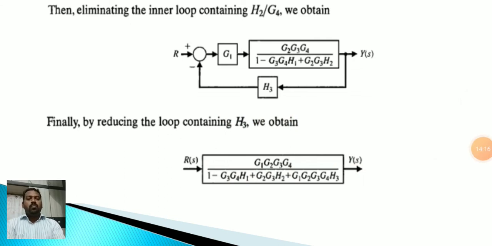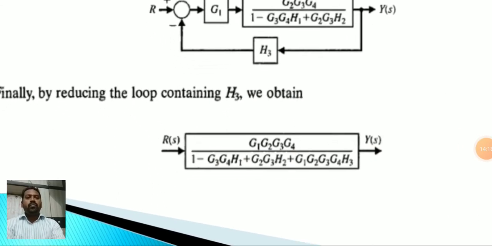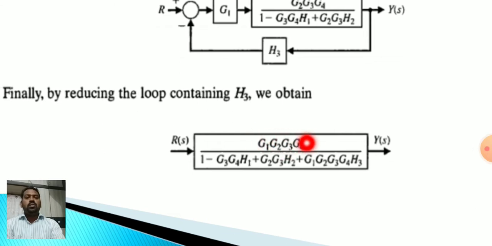So what is that? G1, G2, G3, G4 divided by 1 minus G3, G4, H1 plus G2, G3, H2 plus G1, G2, G3, G4 into H3. This is the Y(s) and this is the R(s). You can finally write Y(s) divided by R(s), that is output by input. In some examples it is taken as C(s) divided by R(s). This is the transfer function, that is the overall transfer function or control ratio for this example.